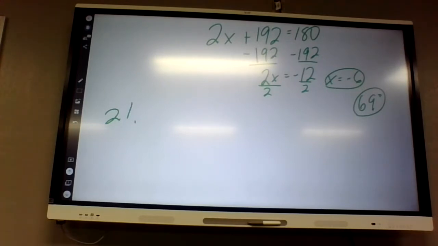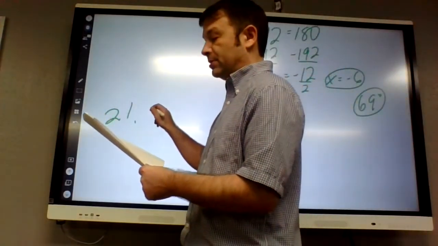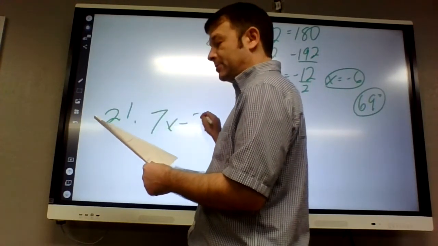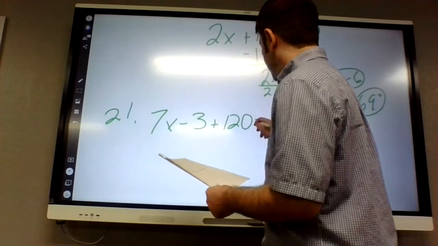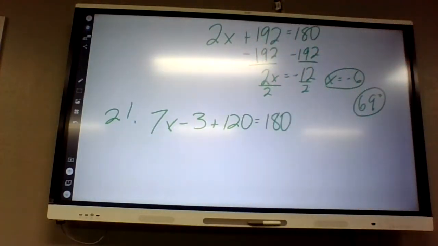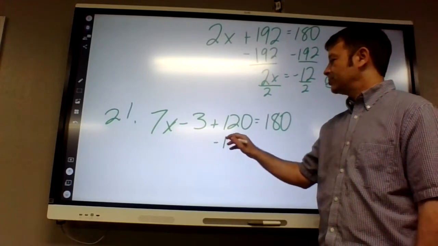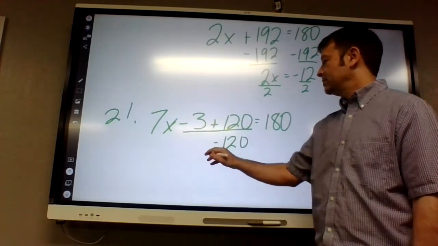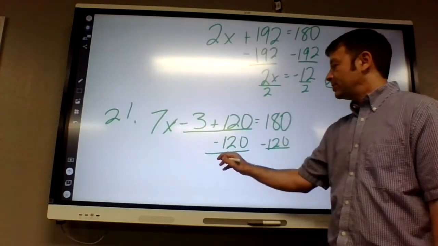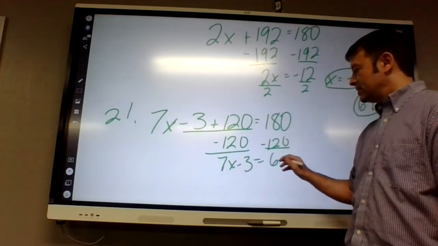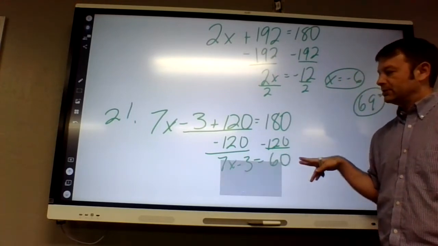So 19 said the lines are parallel, find x. 21 is saying find x to make the lines parallel. Basically, it's the same thing though. They have to add up to 180. So we're just finding x this time, not the angle also. Shannon, what should we do first? Okay, you could minus 120. You could put these two together, but it's going to come out the same amount of work either way. 7x minus 3 equals 60, and we're at a basic problem.